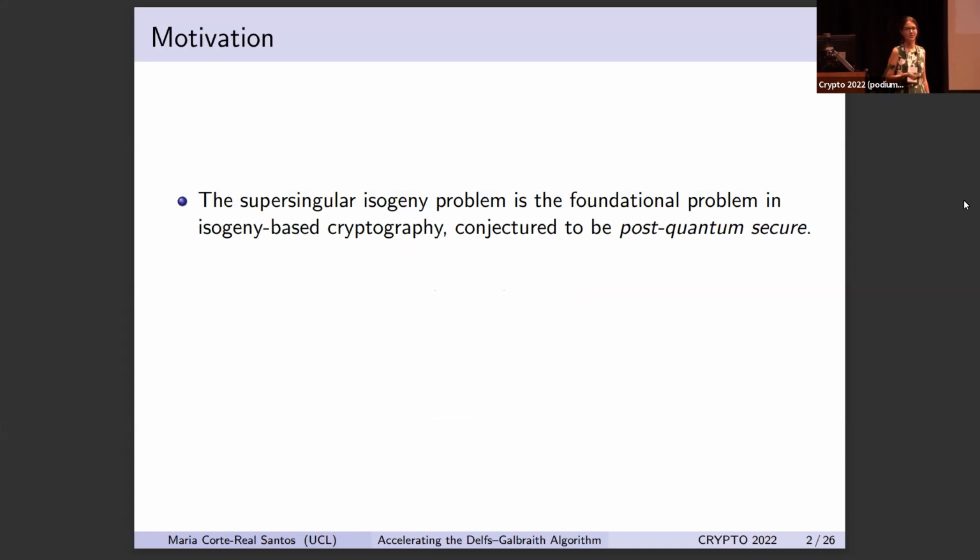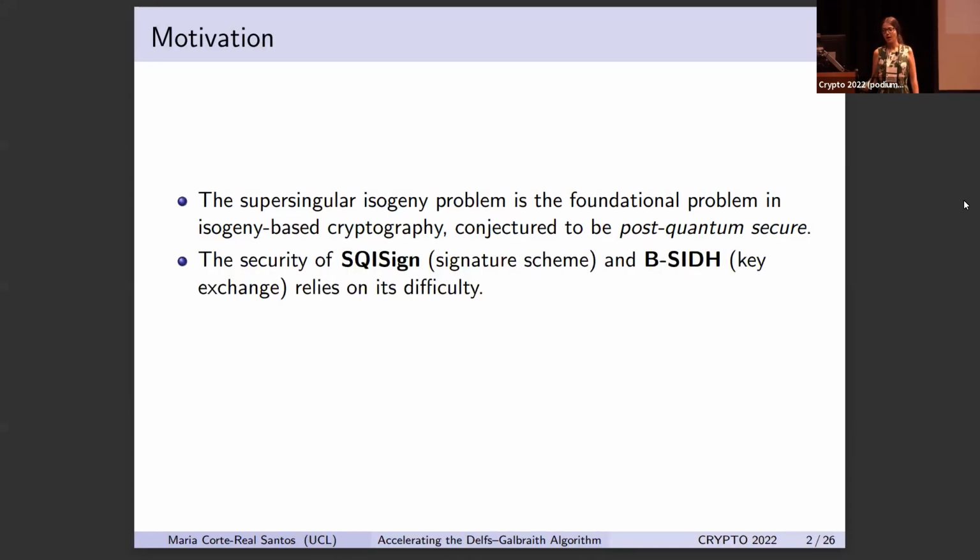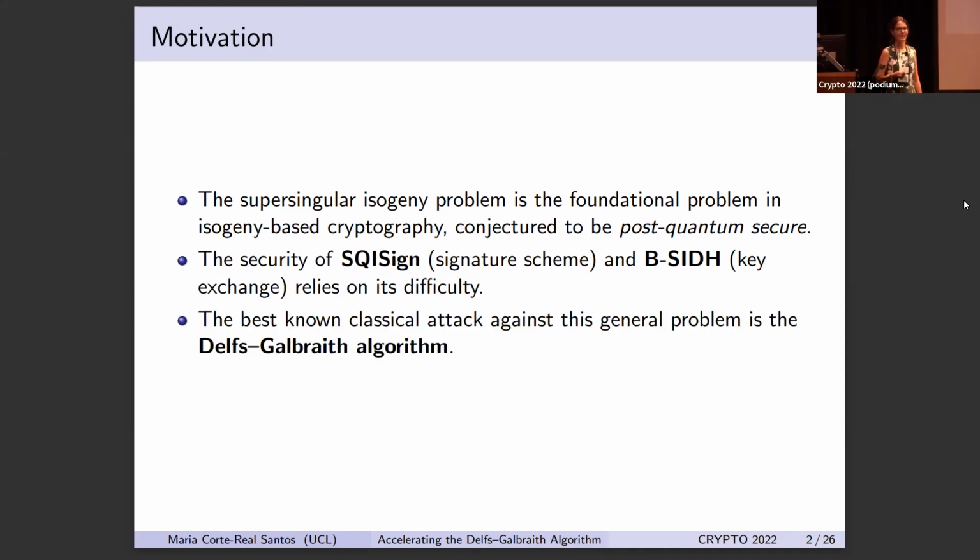So first, some motivation as to why we study this problem. So the supersingular isogeny problem is the foundational problem in isogeny-based cryptography, and it's conjectured to be post-quantum secure. So primitives like ski sign, which is an isogeny-based signature scheme, and B-side, which is a key exchange, rely on the difficulty of this problem, though slight caveat that B-side might also be affected by the new attacks. And the best known classical attack against this isogeny problem is the Delf Skelbroth algorithm.